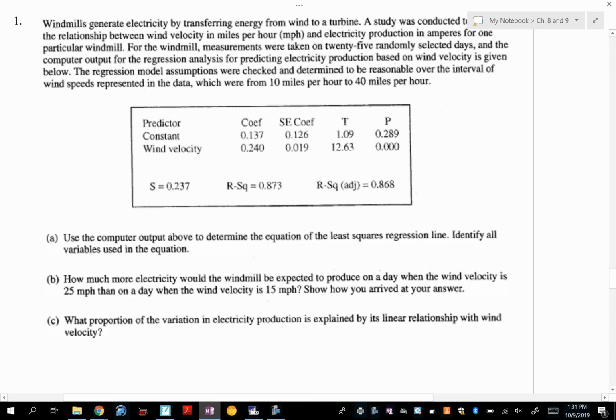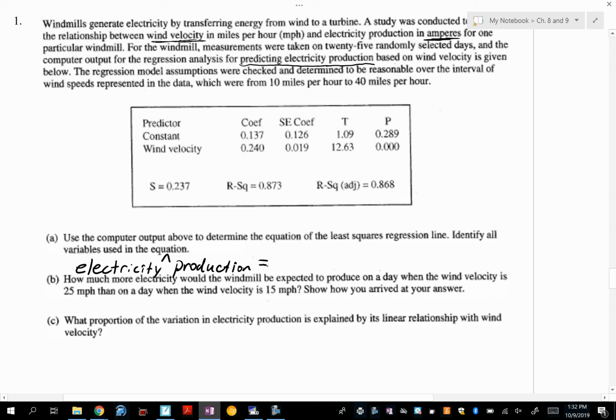They generate electricity. In this case, they're measuring it in amperes or amps. And they're looking at the relationship between the velocity of the wind and how that is predicting how much electricity is being produced. So, part A basically says write the line. Do you see where it says for predicting electricity production? That phrase right there tells me I'm going to write electricity hat or electricity production hat or production hat, whatever you want to write.